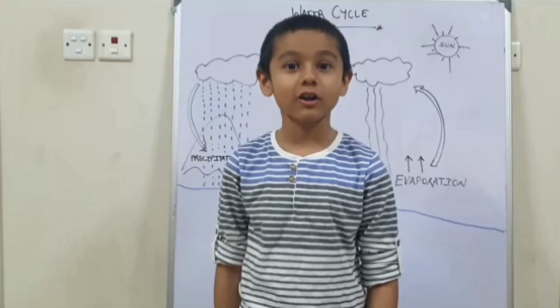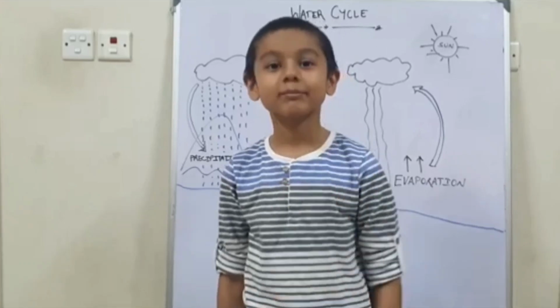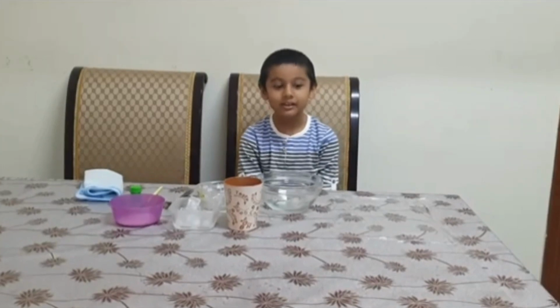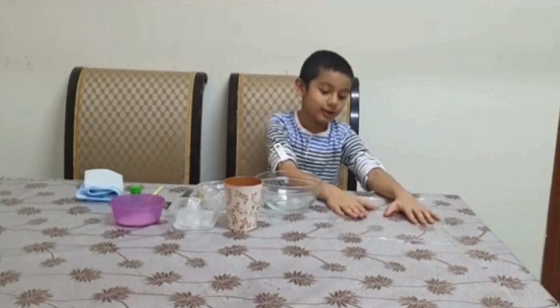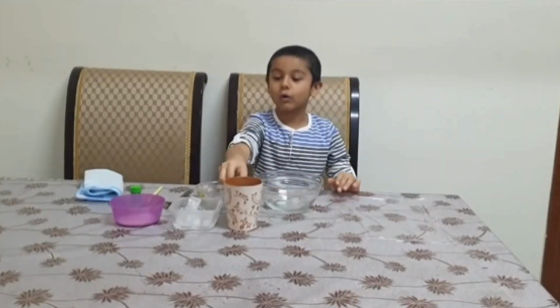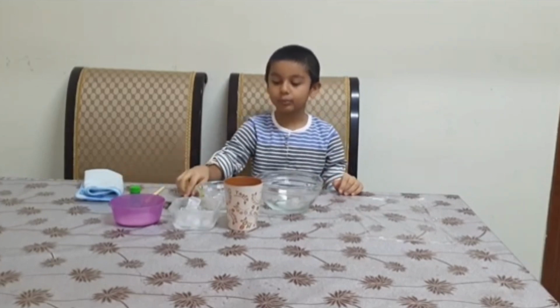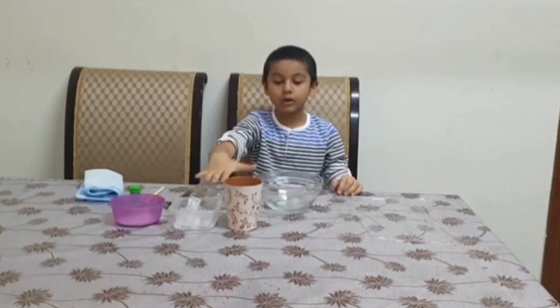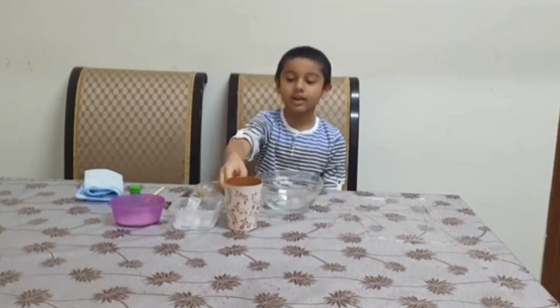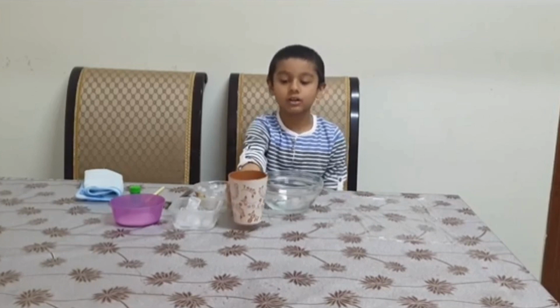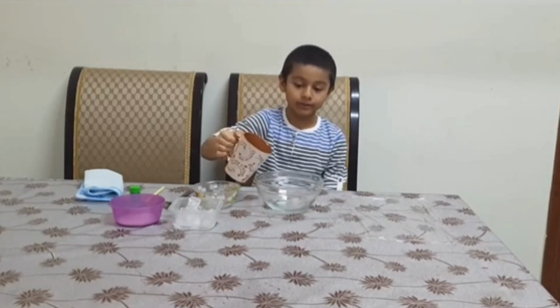I will show you the practical of these three processes. So now we will start our water cycle experiment. What you need is a transparent sheet, water, some ice, salt, color, a spoon, a small bowl and a big bowl. To start, I'm going to take my hot water and pour it.